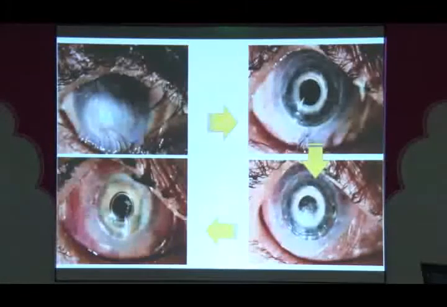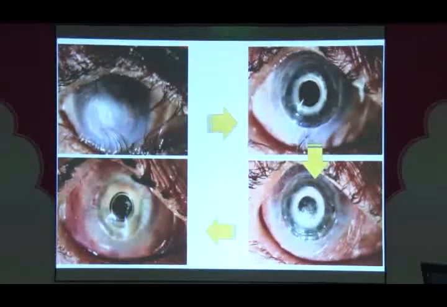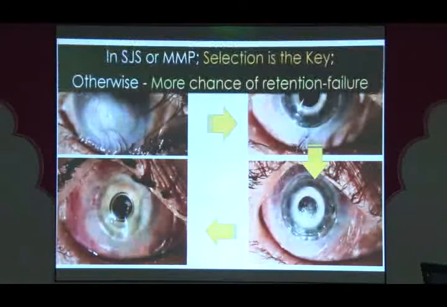But as I said, case selection is important, otherwise this will happen. This was an initial experience, before we had more experience. As you see, before there was no keratinization, but this patient developed keratinization and later on developed a frank ulcer. So there are more chances of retention failure.